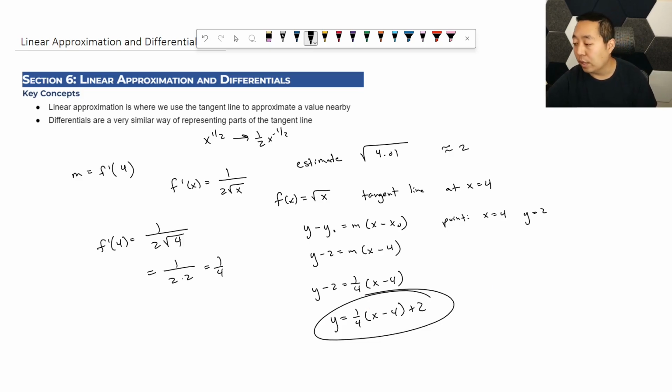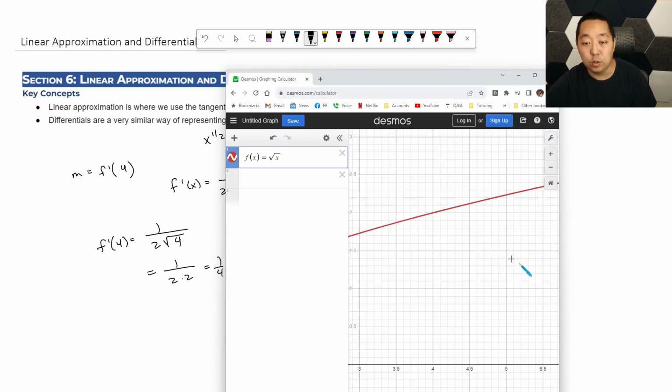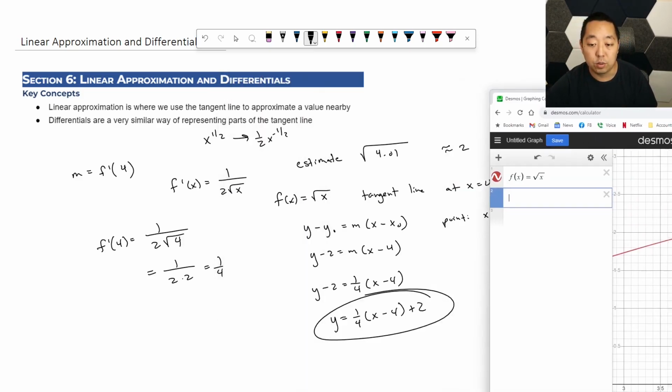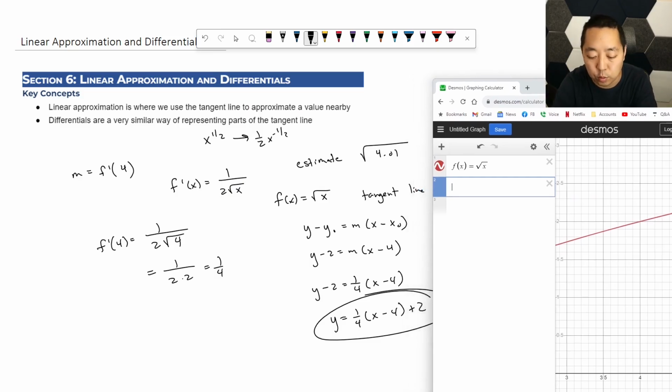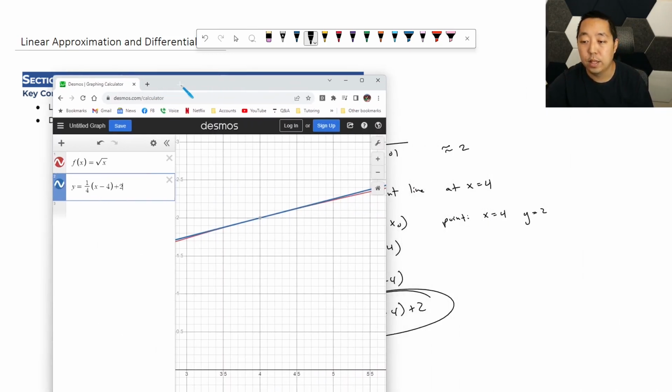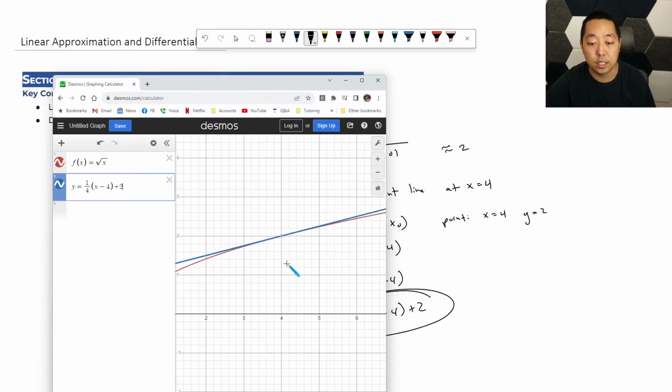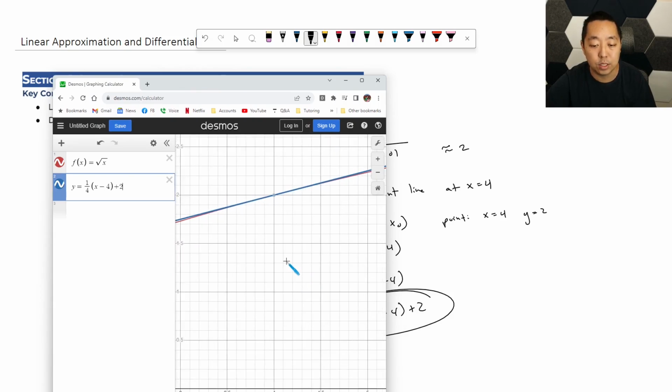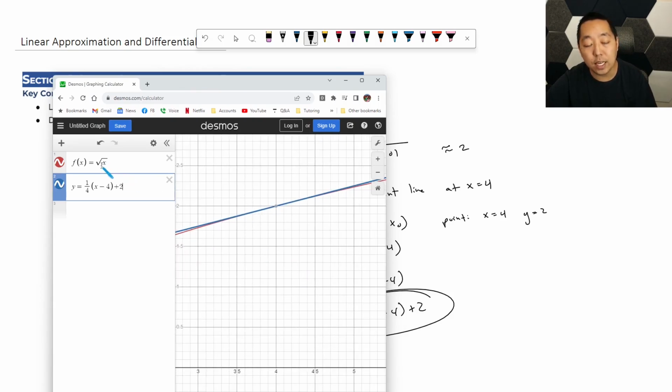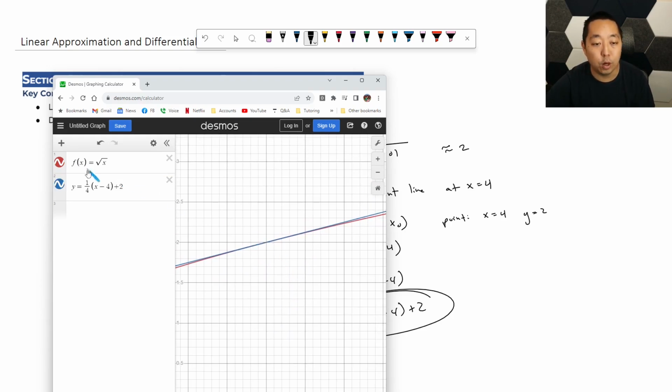Let's take a look at what we're going to do with that. Our equation is y equals 1/4 times (x minus 4), and then plus 2. And let's confirm that indeed looks like the tangent line. Looks like I did that correctly. So now maybe I can't compute the square root of 4.01 directly without a calculator, but I can plug 4.01 into the line and look at the point.